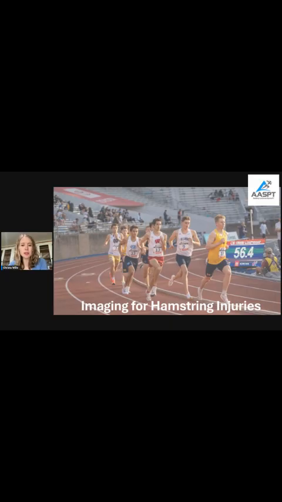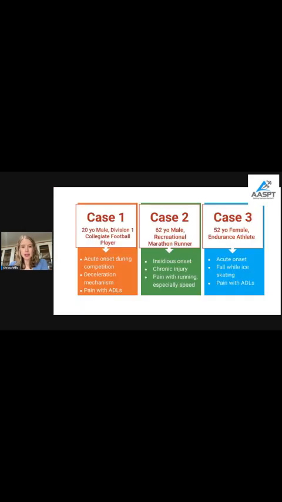Thanks, Matt. And I'll transition into imaging that's appropriate for hamstring strain injuries. So I've got a few cases that I'd like to share. Actually, I'm going to focus on this case 1, and I'll just briefly touch on the other case 2 and share a little bit more about case 3 as well.